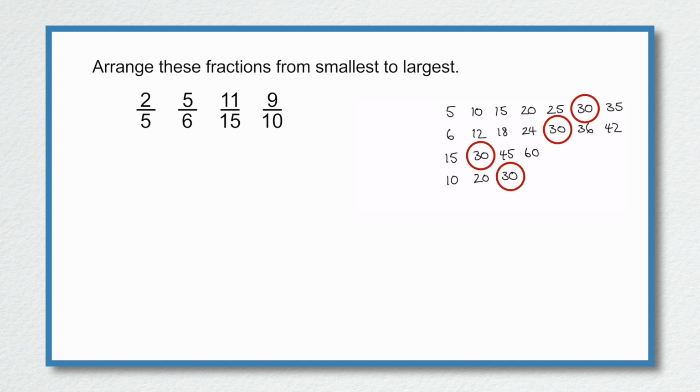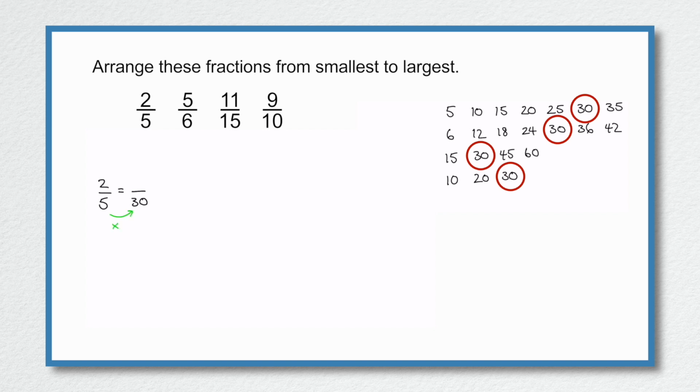30 is a multiple of 5, because 5 times 6 is equal to 30. 30 is a multiple of 6, because 6 times 5 is equal to 30. 30 is a multiple of 15, because 15 times 2 is equal to 30. And 30 is a multiple of 10, because 10 times 3 is equal to 30. So let's use this information and write all these fractions as equivalent fractions out of 30.